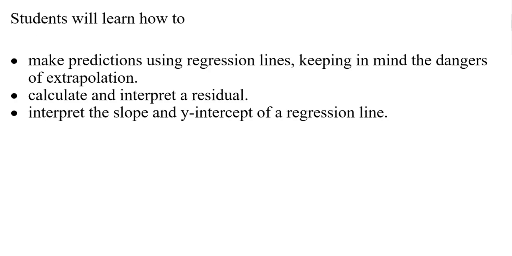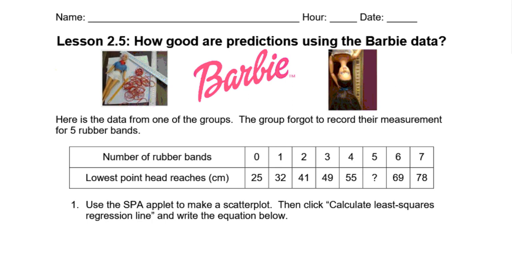To do this, we're going to go back to our pal Barbie and use the data from one of the groups. This group, however, forgot to record their measurement for 5 rubber bands. So we have the data included here, and again, we're missing the one for 5 rubber bands. Let's see how we can start using our analysis with the data that we have that's complete.